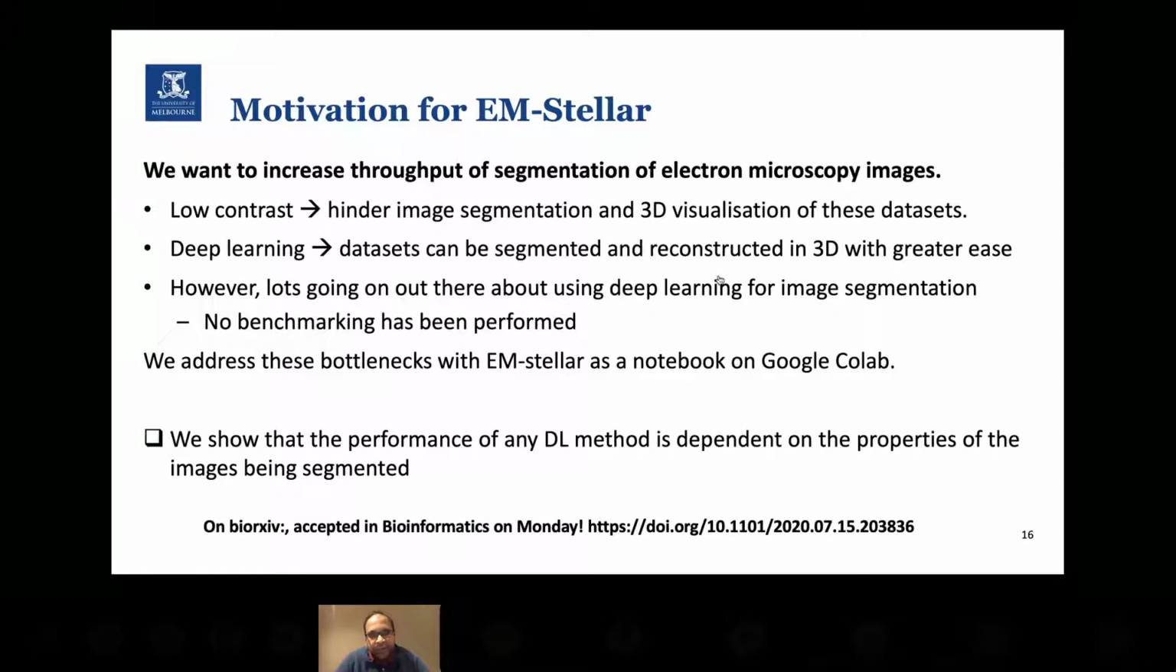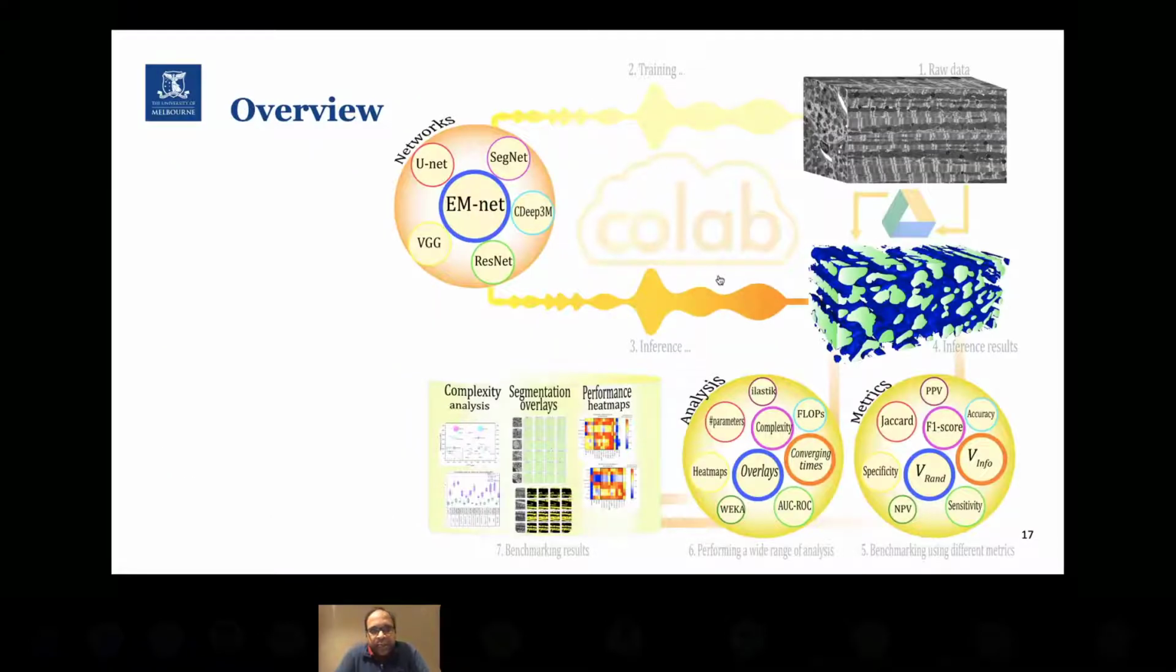So what Afshin's done is develop this Google Colab notebook called EM Stellar, which allows you to compare the outputs for a given data set. You can compare the performance of a variety of different deep learning algorithms, which I'll just go over for a few minutes now, and then Afshin will give you a little demo of what it looks like. So this is the overview image.